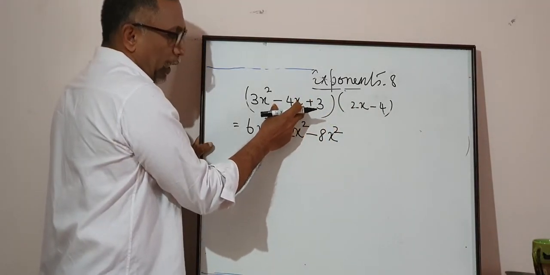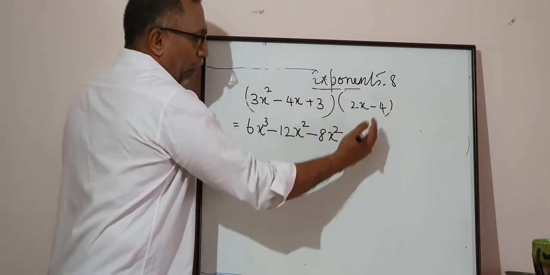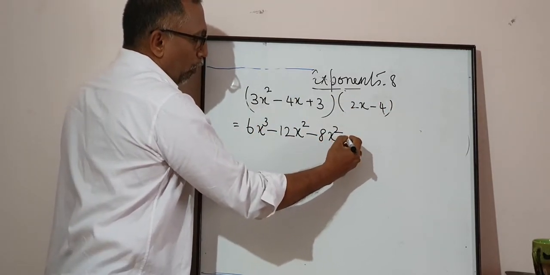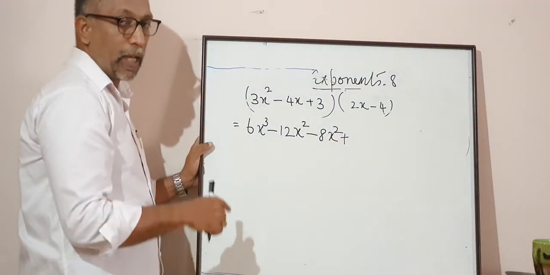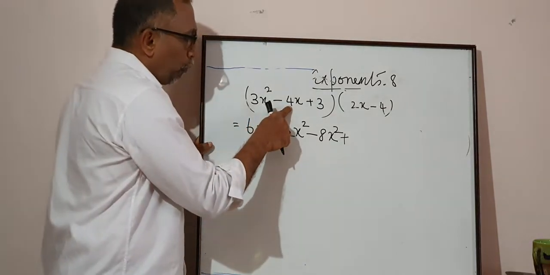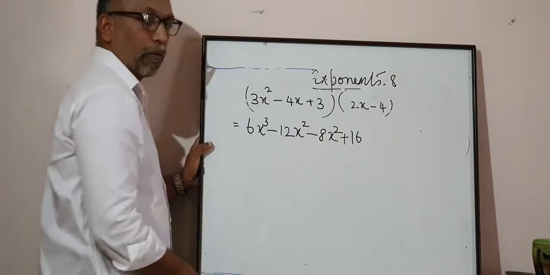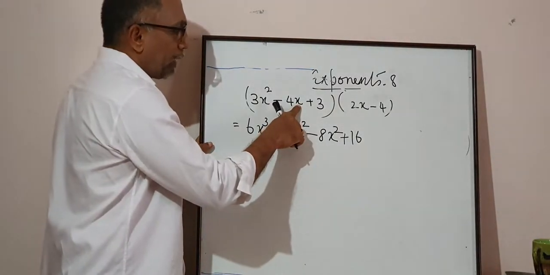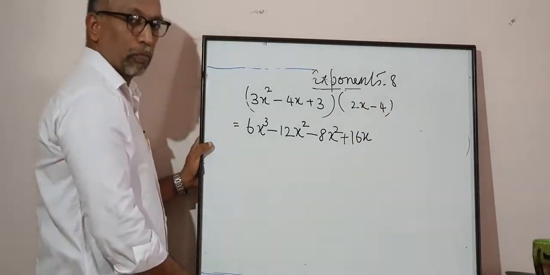Now this multiplication: negative 4x with negative 4. Negative and negative again is positive. Negative times negative is positive. So 4 times 4 is 16, and x times nothing is here, so 16x.